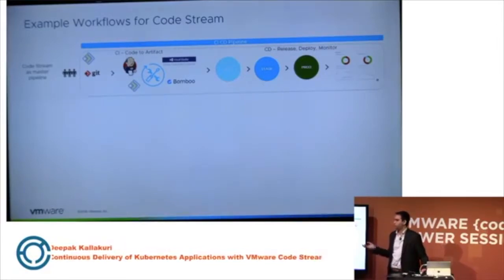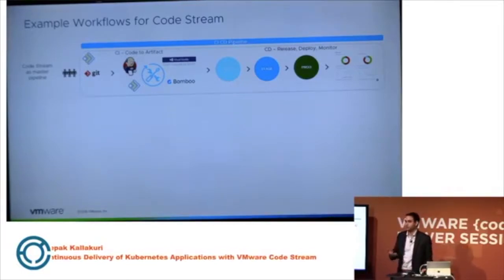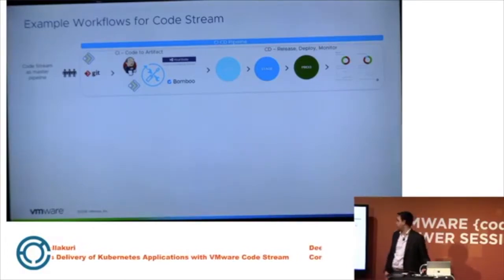So you can use it as your master pipeline. Meaning you can use Jenkins or Bamboo or TFS for the build, for the CI part. And for the CD, as you promote that across environments, you can use CodeStream to do that and orchestrate that. And you get an out-of-the-box dashboard as well.